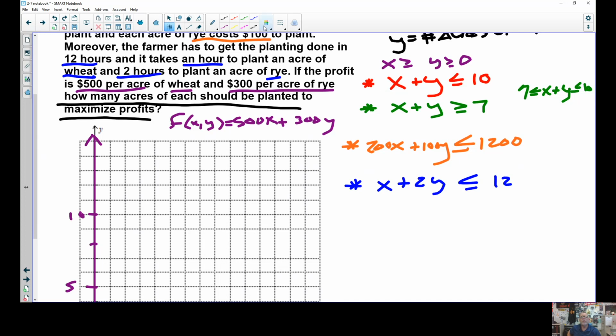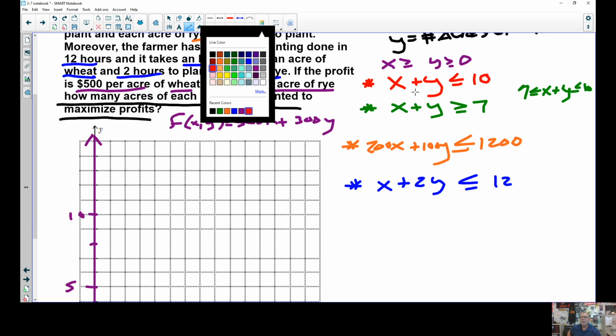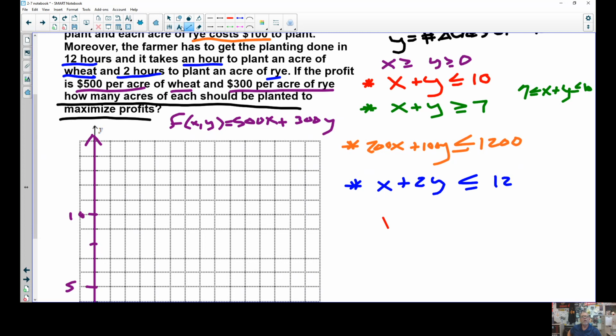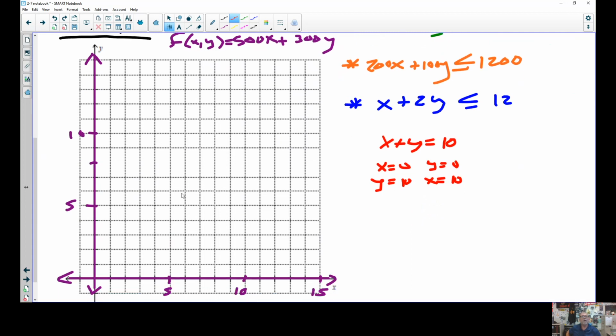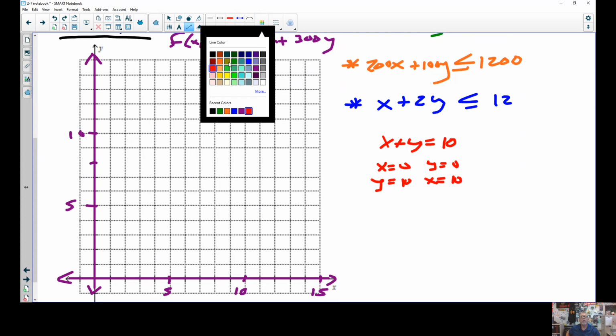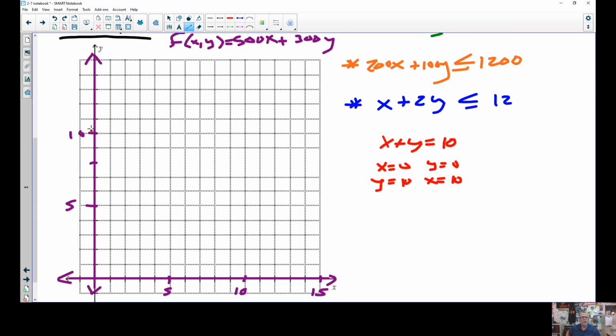Let's go graph the red one. So I need my line, and I need red. And we'll do x plus y less than or equal to 10. So we're going to be graphing x plus y equals 10. So when x is 0, y is 10. When y is 0, x is 10. So I know I'm going between 10 and 10 over here. And now I need my line. So I'll do this. And I want it to be red. And we'll go from here to here.